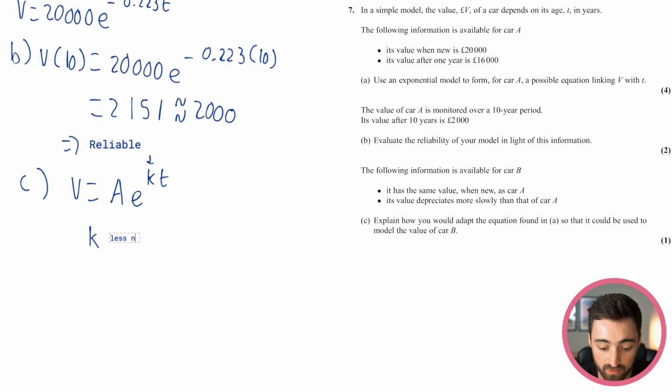So it would be a smaller absolute value of K. And the value of A, because it has the same initial value, A would be the same. It would be the same. And I reckon that's enough for my mark.